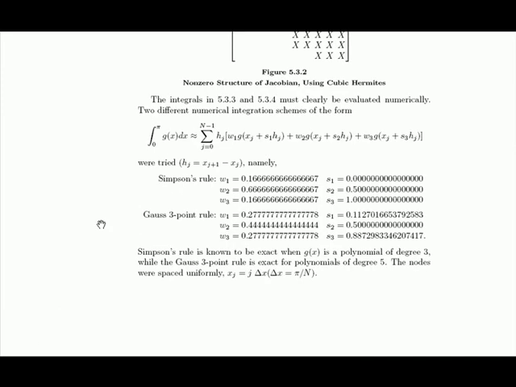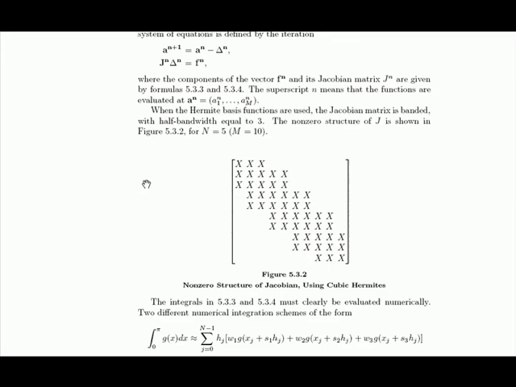Again, calculating the elements of the Jacobian matrix and the f vector involves some integrals. We're going to have to calculate the integrals using some numerical scheme. We tried Simpson's rule and the Gauss 3-point formula, and Simpson's rule was not accurate enough. That is, it gave us an error which was not 4th order in delta x, whereas the Gauss 3-point rule was sufficiently accurate. There are some theoretical justifications for that, but we won't go into it in this video. It's in the book. The Jacobian matrix in this case, by the way, is no longer tridiagonal, but it is still banded. It has this kind of structure.